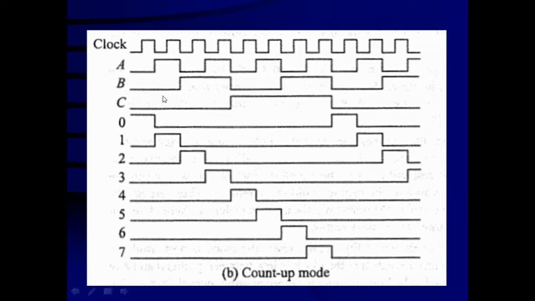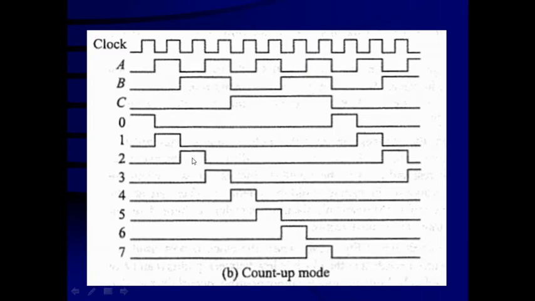Again, if you want to decode state 1, then what is the output? C bar, B bar, and A. That should be connected to the gate. And that way, when this condition is there, C is equal to 0, B is equal to 0, and A is equal to 1, the state 1 is going to be decoded. So, just as soon as the output of gate 0 goes low, at that time the output of gate 1 is going to be high, and it will provide one pulse.